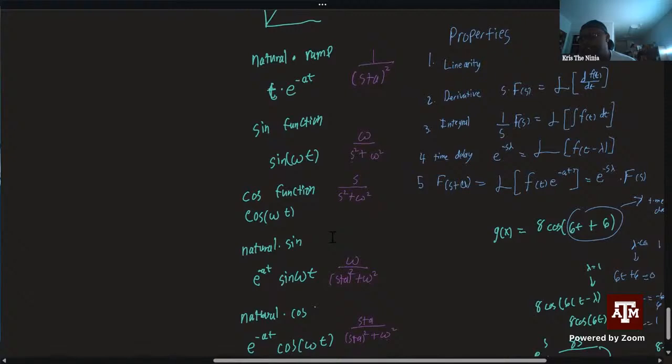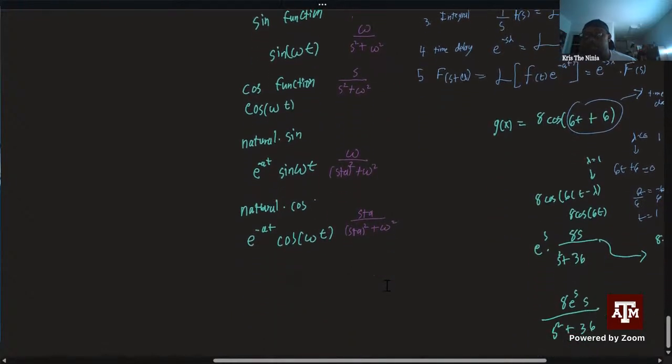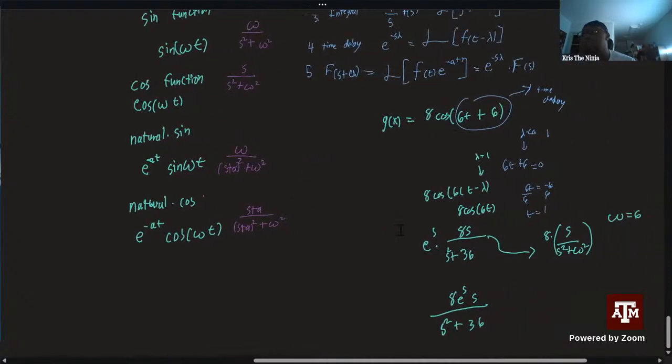My bad, sorry. Then you have the natural times sine function, which is e to the at or e to the minus at times sine omega t, which comes to omega over s plus a squared plus omega squared. Natural times cosine is the same thing, except now you have s plus a over s plus a squared plus omega squared. So that's just a quick recap.